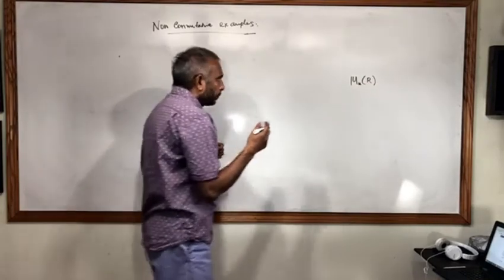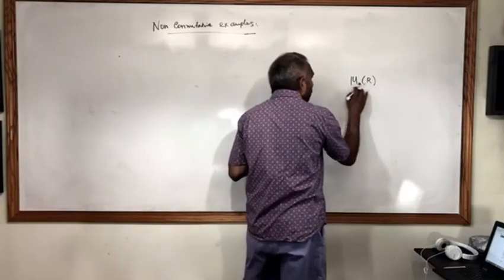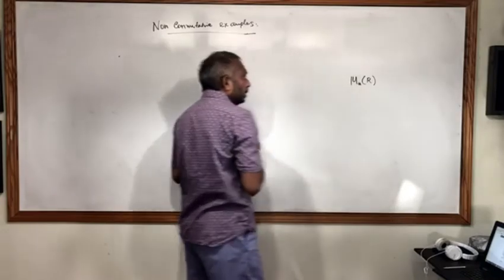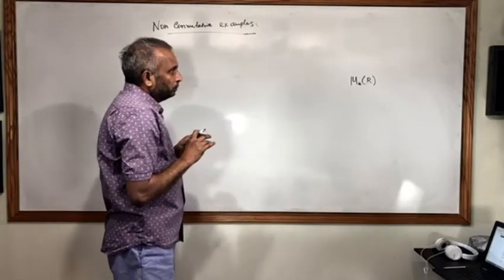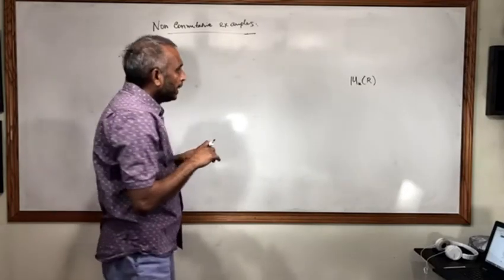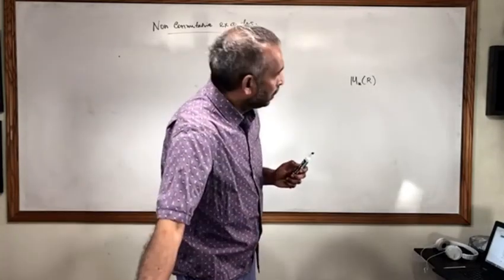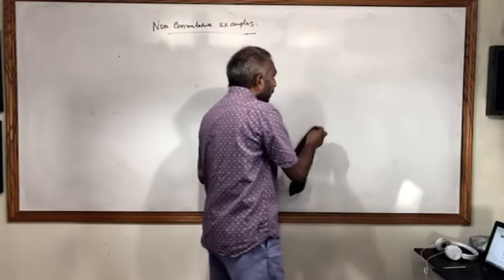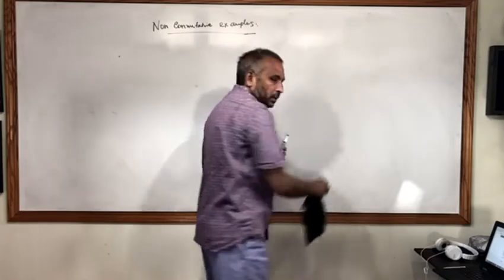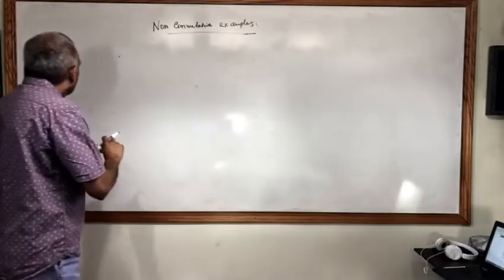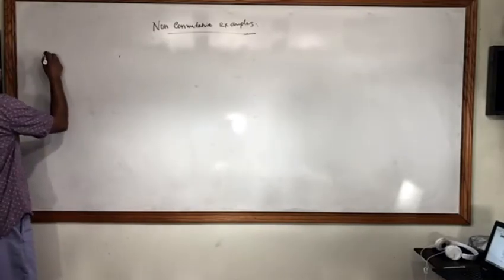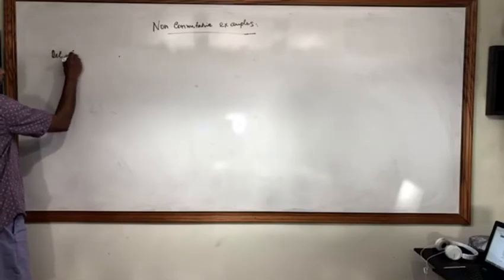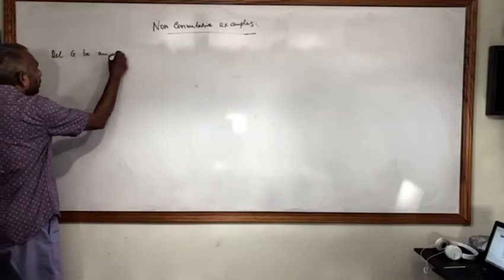So this is a non-commutative ring. The multiplication on n by n matrices is not commutative. We are going to give three different examples other than this ring of matrices. So the first example is we'll start with an abelian group. Let G be an abelian group.